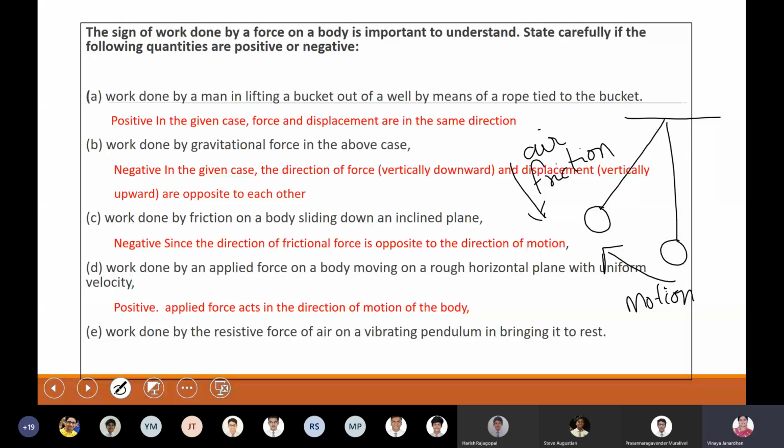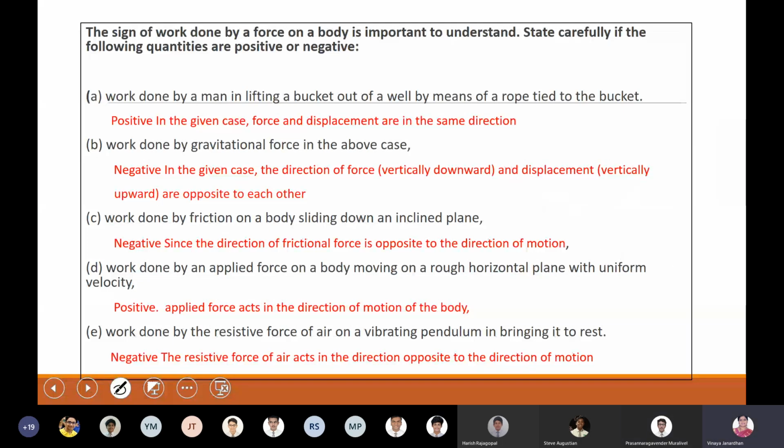I'm just asking you. So the work done by the resistive force, the force of air on a vibrating pendulum in bringing it to rest, is negative, because the direction of motion and the direction of air friction are opposite to each other. Look at the question, bringing it to rest. So your force of air is making the object come to rest.